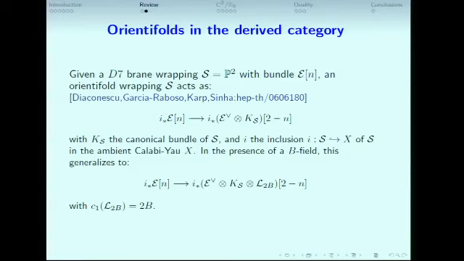One small thing we had to generalize is that in the presence of a B field, you have to generalize this slightly. The B field in the presence of an orientifold is half integral. You can construct a line bundle associated to the orientifold, and the recipe changes by tensoring with this line bundle. And this is part of a very interesting bigger story that will be in the paper.